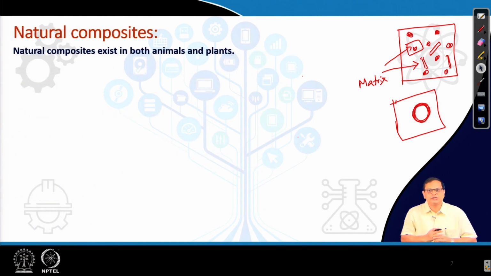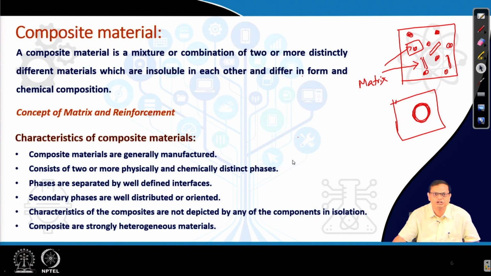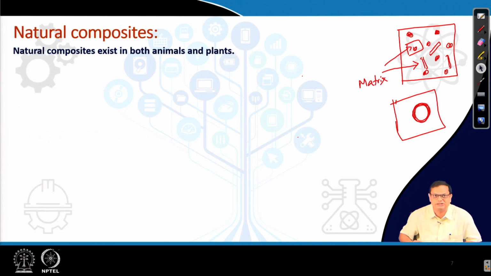properties. So, earlier, talking about composites, one of the characteristics of composite material we mentioned is that these are generally manufactured, and I was also saying that there are examples of naturally existing composite materials. So, can you think about some examples of composite materials which are naturally existing? Right. I mean, you all have heard about wood structure.